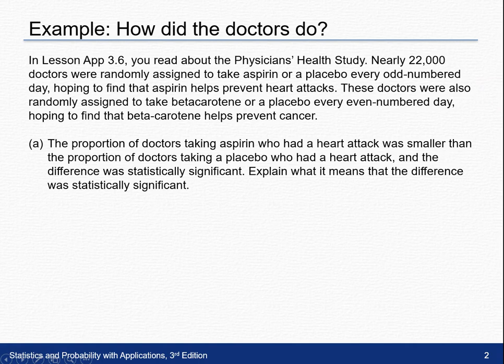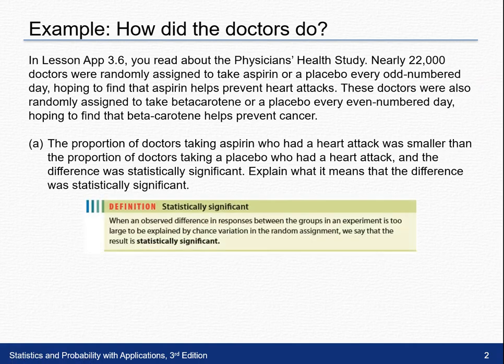When we find that this difference is statistically significant, you need to remember from your reading that statistically significant is when an observed difference in responses between the groups of an experiment is too large to be explained by chance variation in the random assignment. We say that the results are statistically significant.